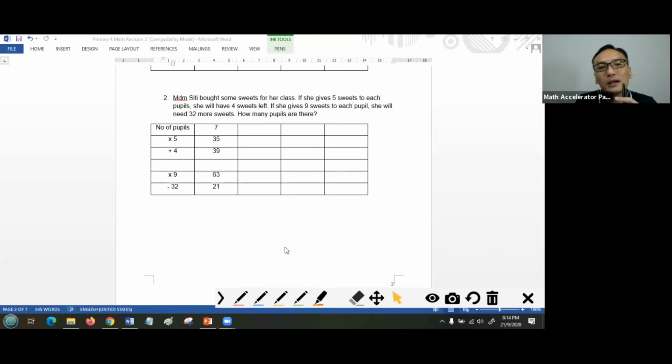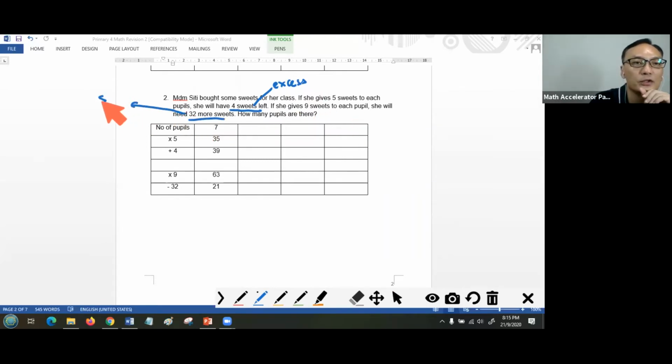So first, we make a guess that we assume there are 7 pupils. So 7 times 5 is 35. There is the excess, right? Whatever is left is the excess. So this is the excess. And if she give them 9, she will need 32 more. 32 more means there is a shortage.